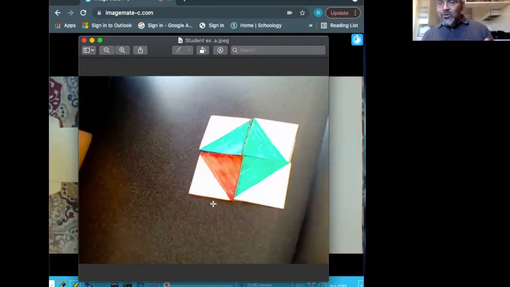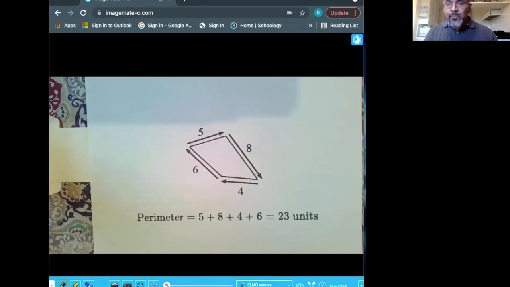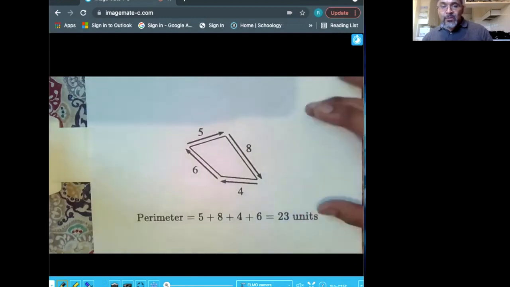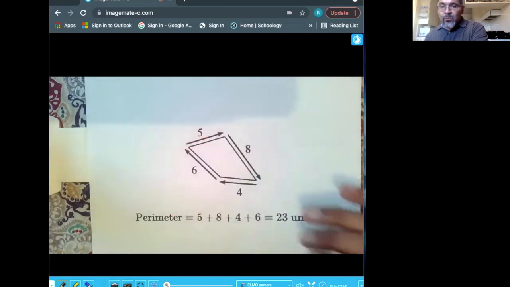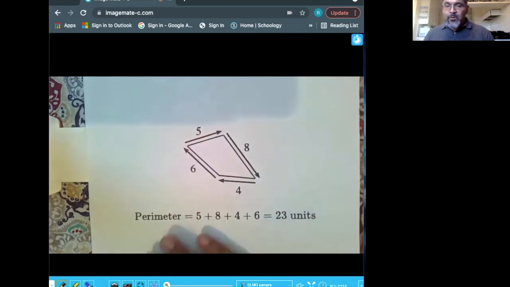In week 3, Mr. Jong covered area and perimeter. The perimeter of a two-dimensional figure is the distance around its exterior, the total length of the boundary. If you look at the image on the screen, you see the exterior, and the total length comes out to 23 units for the perimeter.